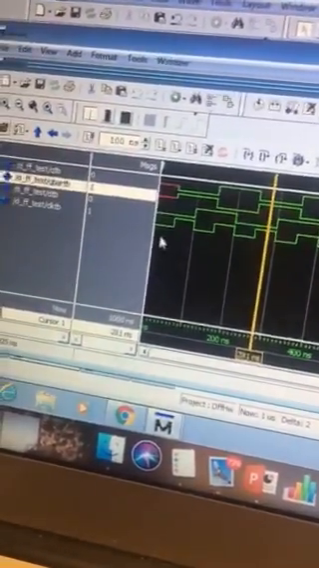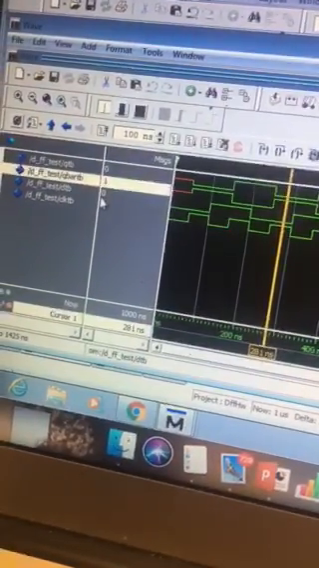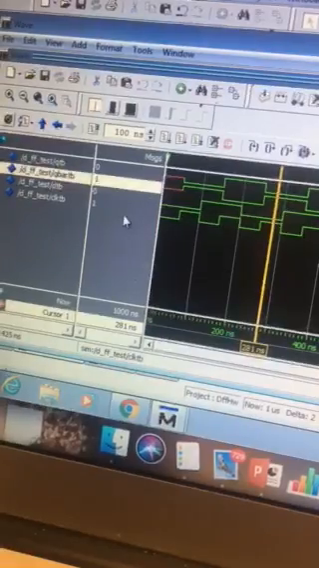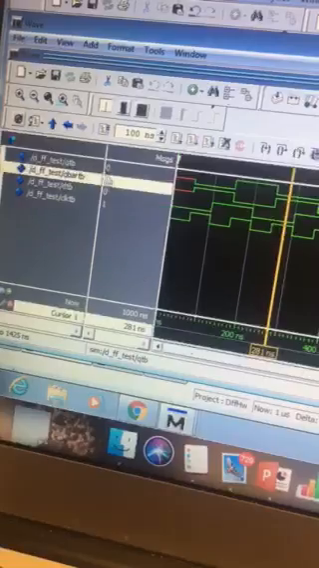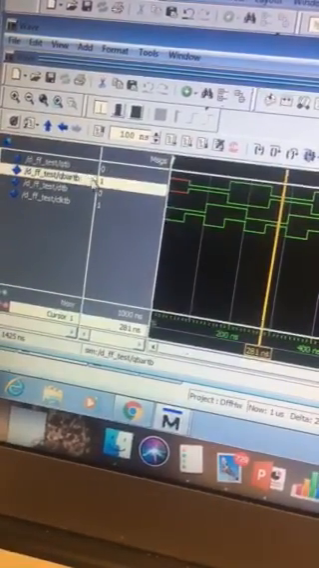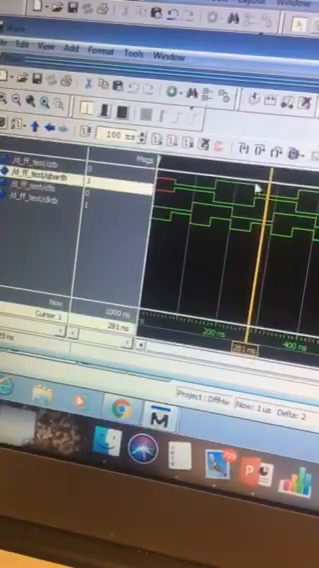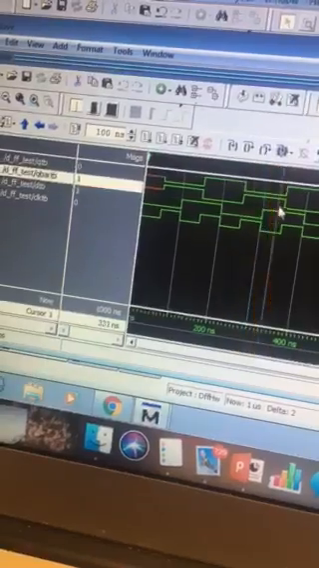Then we move on, and the clock is on, but D is now 0. And so that means that whatever D is, Q should also be, which it is. When the clock is on, Q is now 0, and Qbar is 1. You can see the change. And we can just try one more.